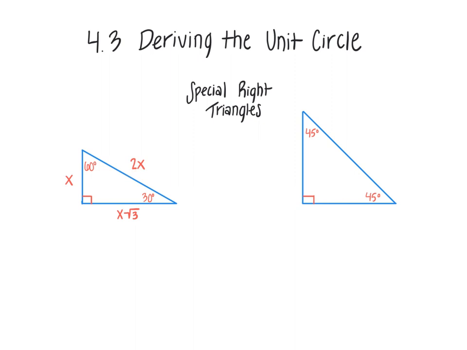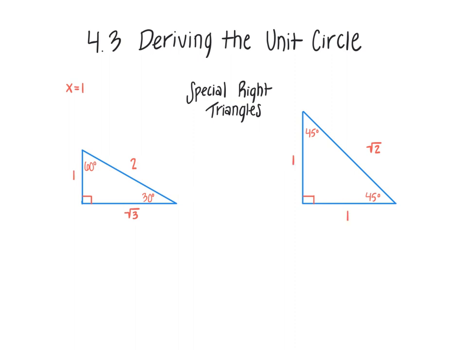Now for our 45, 45, 90 triangle, both sides that are facing the 45-degree angles are equal to x, and the side facing the 90-degree angle is equal to x times the square root of 2. So to make our life easier, x is just going to equal 1 for all of these triangles. So now that simplifies all of our side lengths.